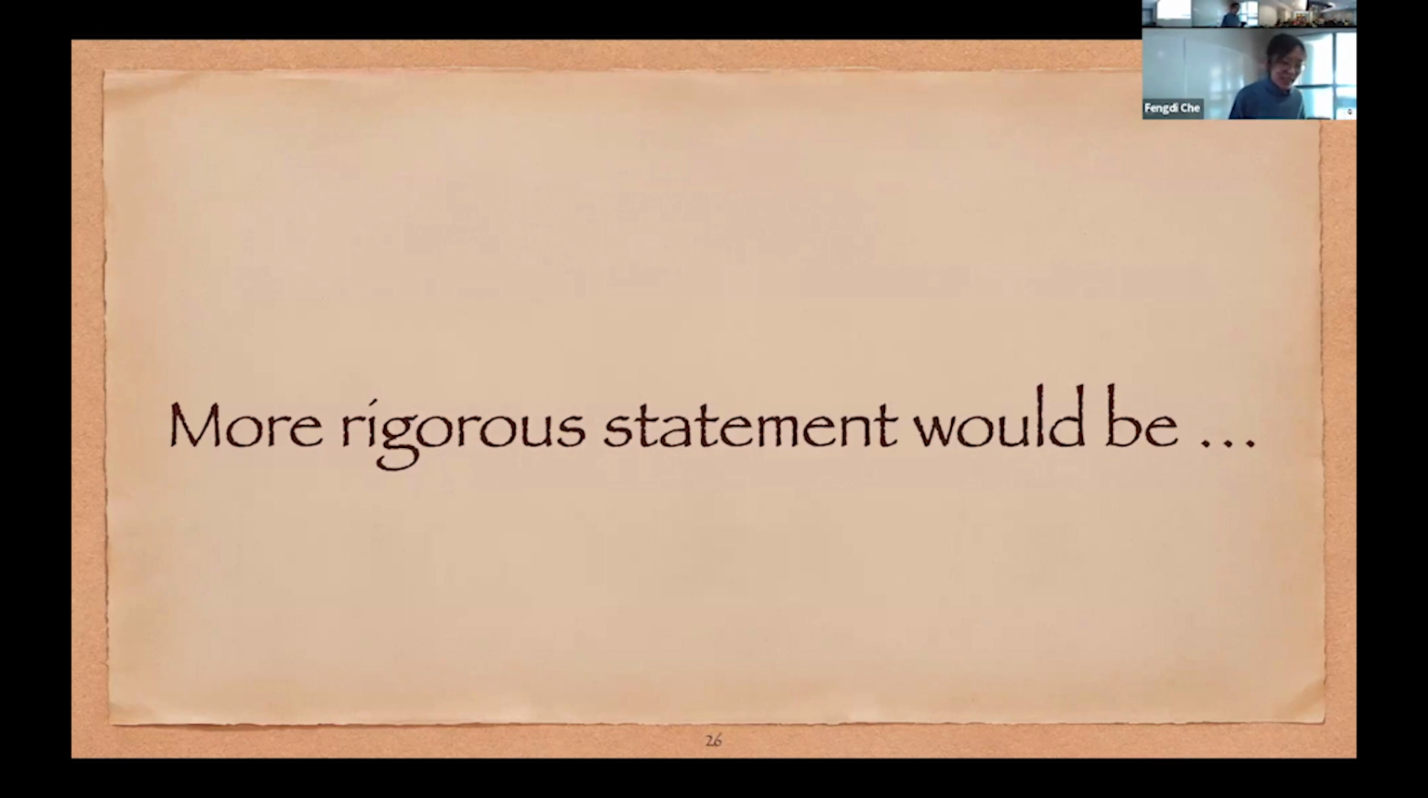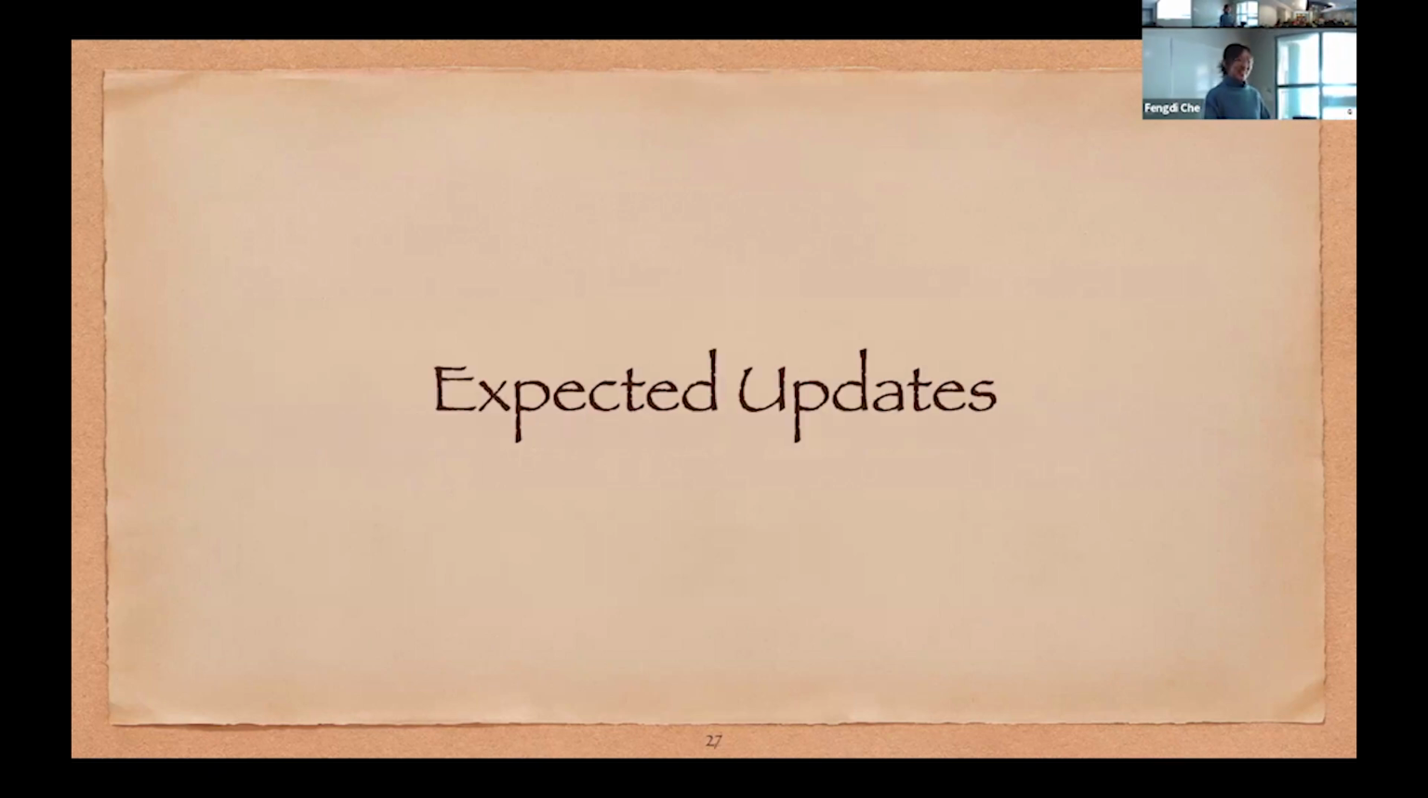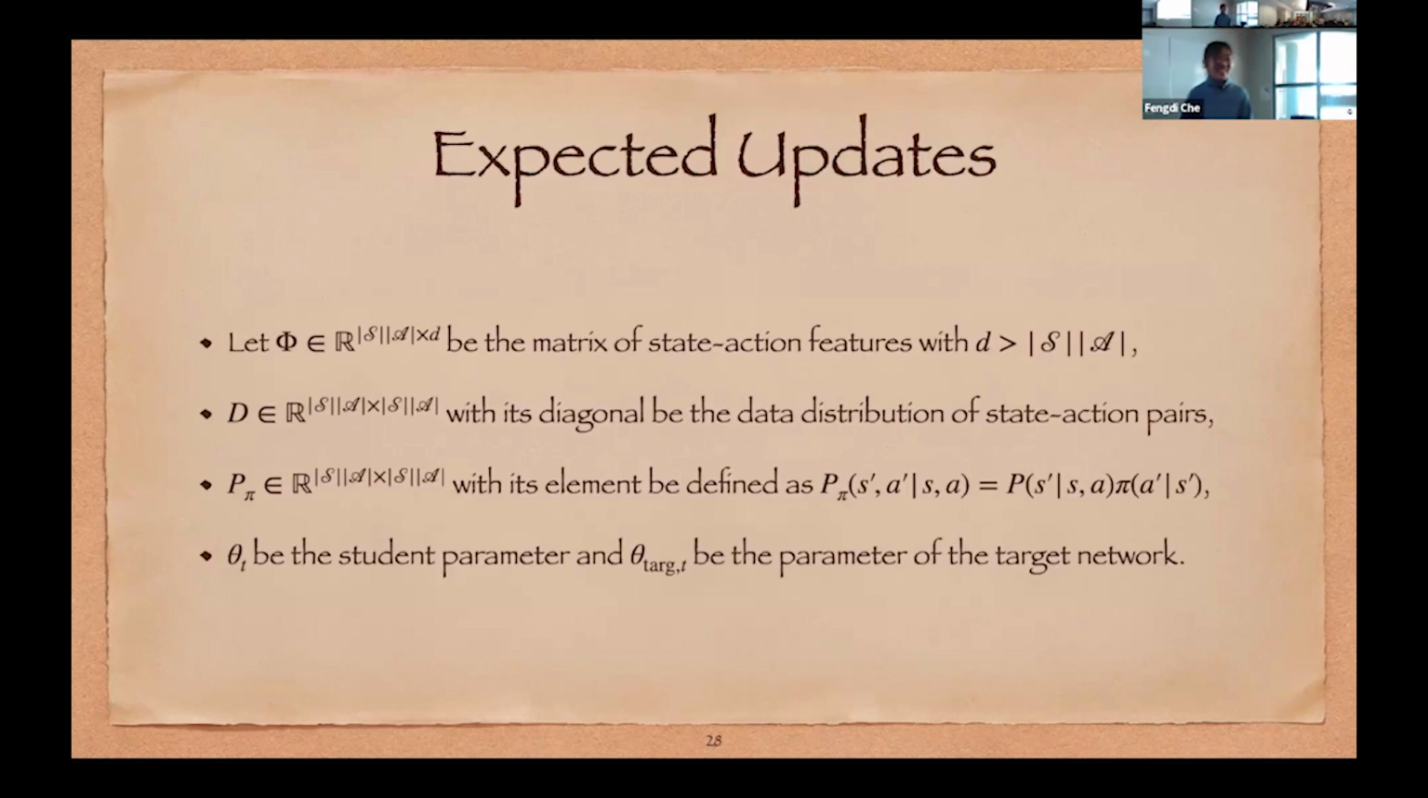But for the more rigorous statement, we will need a lot of notation. Sorry for that. Here we first focus on expected updates, which means the dataset will cover all state action pairs. And to have an over-parameterized model, we need the dimension of the parameter, D, to be larger than the total number of state action pairs. We will define a feature matrix phi. Each row is the feature for one state action pair.